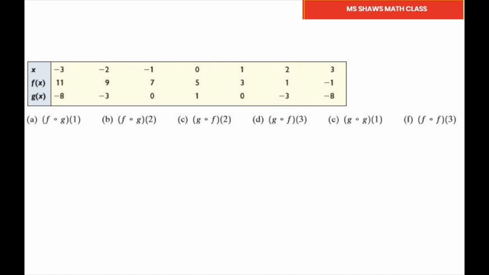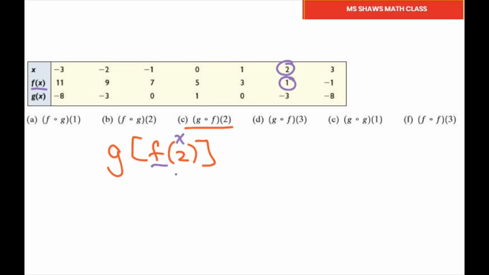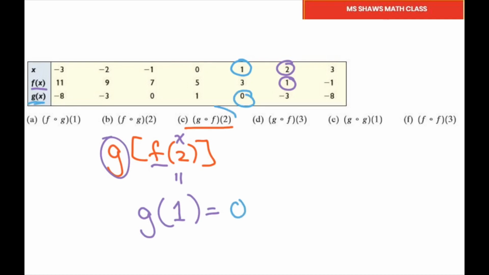Right, the next one is g of f of 2. So you go to 2 for your x. Remember, this is your x. So go to 2, and we want f. So go to f, and that equals 1. So this equals 1. Now put the g, the outer function, in, and g of 1. So go back to x, which is here. That's your 1. Then go down to g, and that equals 0. So this whole thing equals 0.